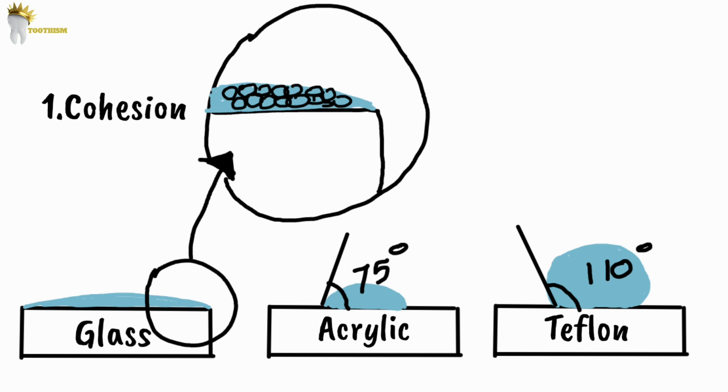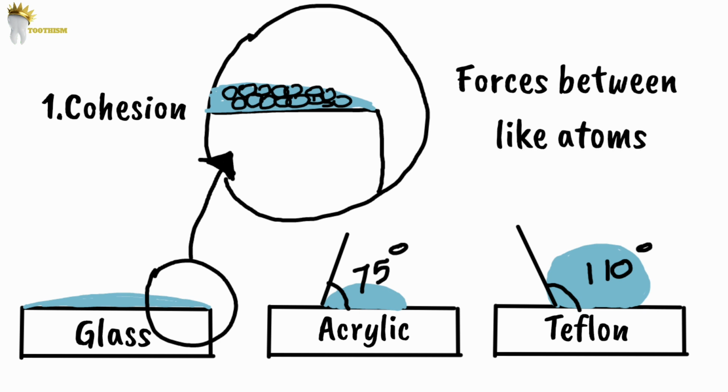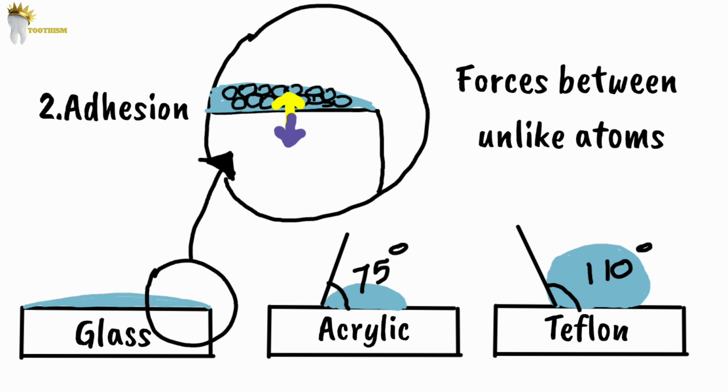Cohesion means the forces that are between the molecules of the water drop. That is the forces between atoms that are like each other. And one is the force of adhesion between the molecules of the water drop and the molecules of the substrate, that is the glass slide. So these are the two forces.